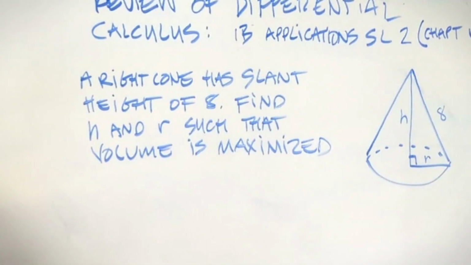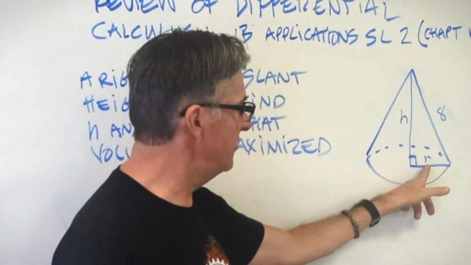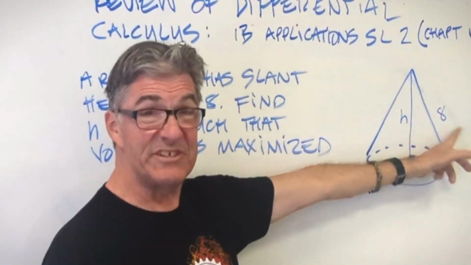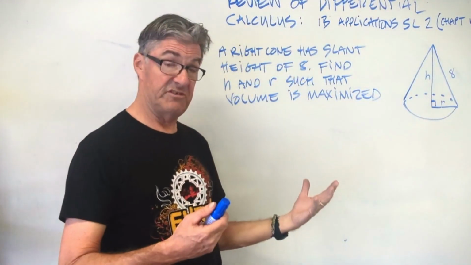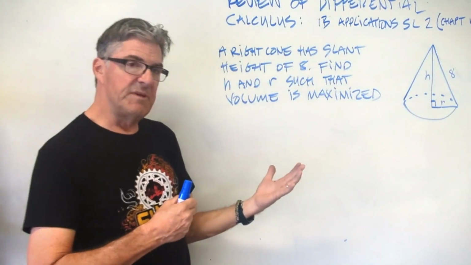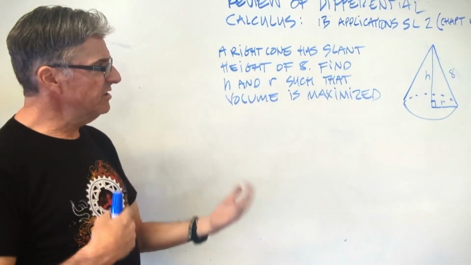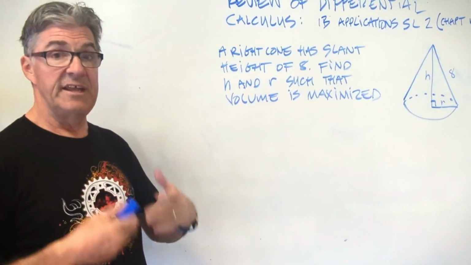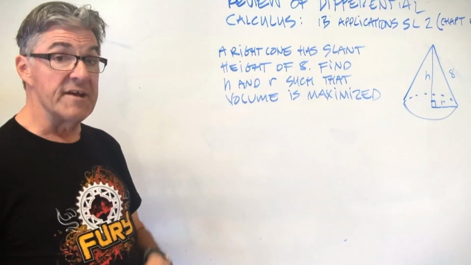Now already that seems daunting. We need to find two variables, and we only know one distance. That's like, well, where do I start? So think about this for a minute. Maybe look at the formula booklet, take a look at some of the formulas for cones, and come back when you have a little bit more information.